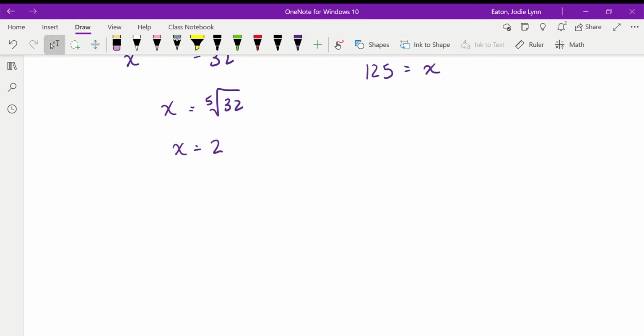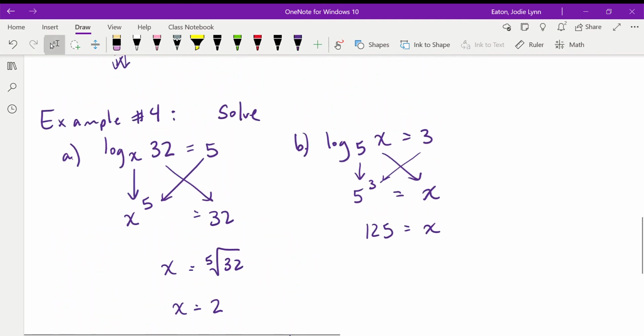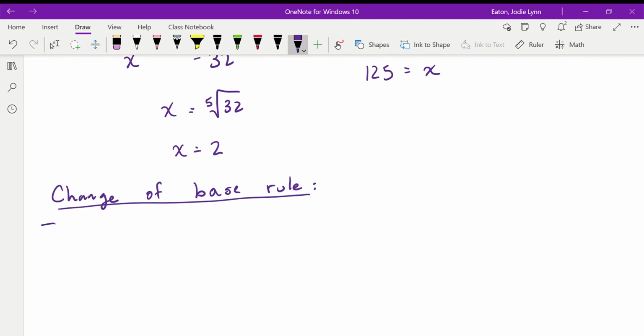Okay, so let's look at a couple other things. Many of you will have scientific calculators that do not actually allow you to calculate any logs other than base 10 and base e, which we're going to talk about in the next lesson. That's called the ln. So if it says log on your calculator, generally it is base 10. So we need the change of base rule so we can actually calculate logarithms that have bases that are not 10. Okay, so let's look at example 5.